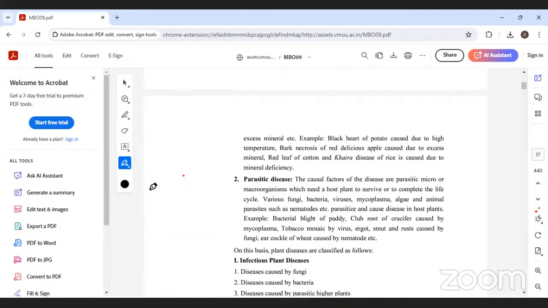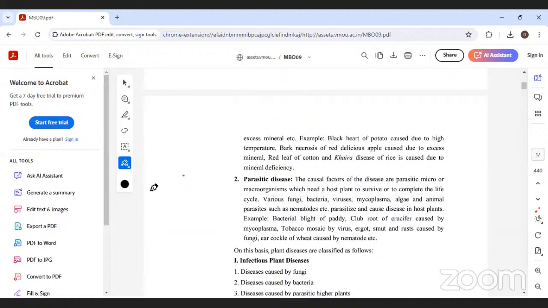For example, I'll explain black heart of potato disease. Many examples are there in potato, but I'll take only this one here. The black heart of potato is caused by high temperature. When the climate has high temperature, in that time the potato gets the disease, which is called black heart.